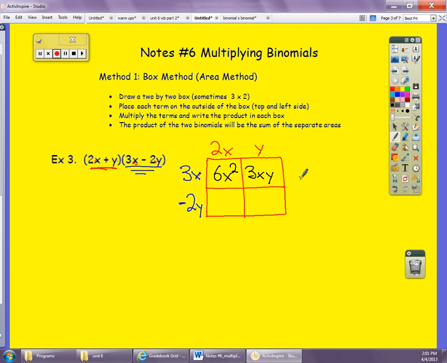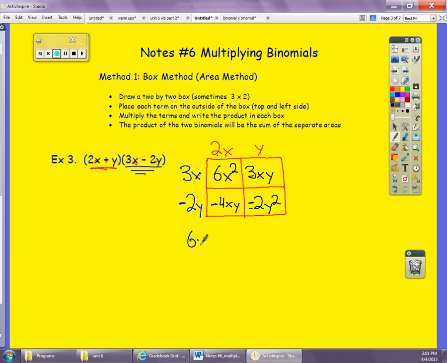And then we look at the bottom two. So I have negative 2y times 2x, negative 2 times 2, negative 4, and then we have xy. And then the last one, negative 2y times y. So negative 2y times y will give us negative 2y squared. So we have all of our terms. So we multiplied, we got all of the terms. Now we write them out.